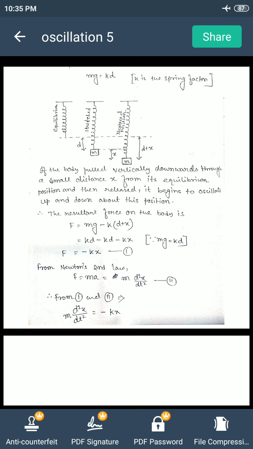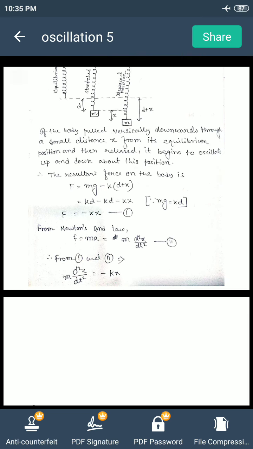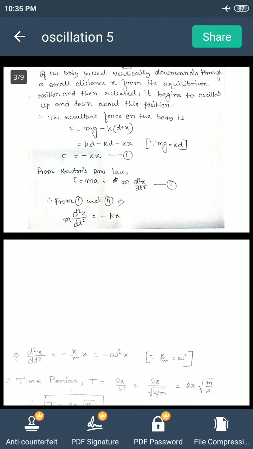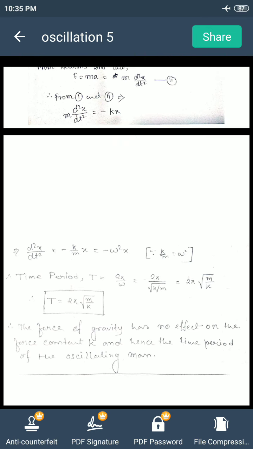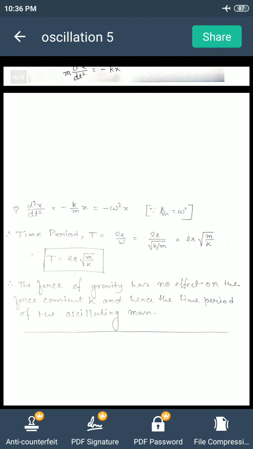Now in the same way, by Newton's second law, F equals m into a, so a equals d2x by dt square. So we can write m into d2x by dt square equals minus kx. So d2x by dt square equals minus k by m into x. K by m means omega square, so minus omega square into x.